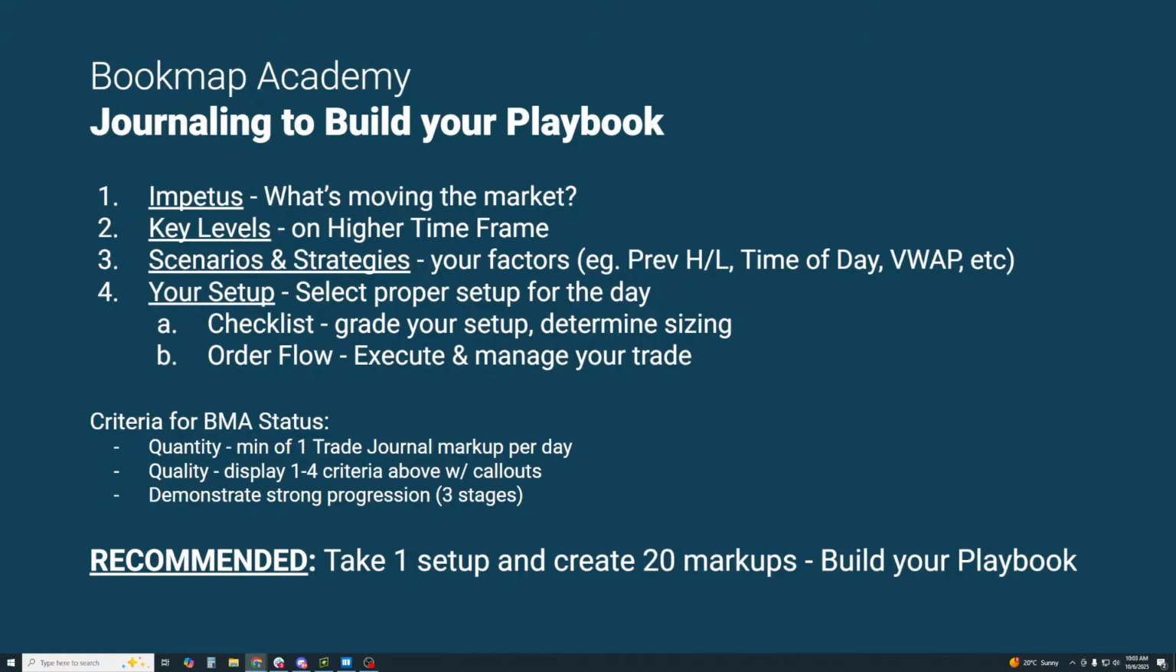Then we look at our key levels. This is really the market structure. We're looking at the key levels on the higher time frame. And then around those levels, we're looking for scenarios. We're going to develop scenarios and look at strategies to play around those areas. For example, if you're bearish and price is coming up to an area, then you're going to be looking for shorting it, and you're going to be drawing out your scenario of what that might look like.